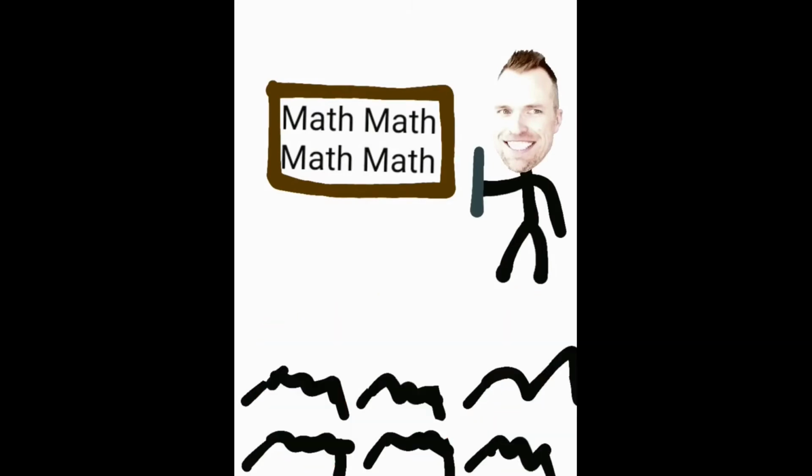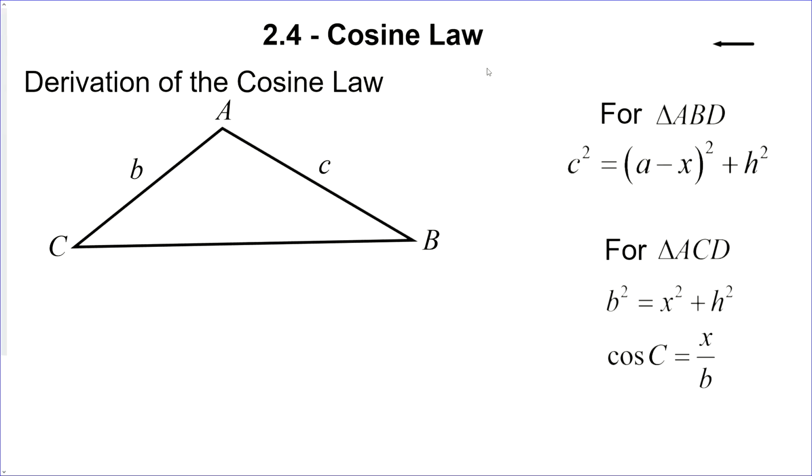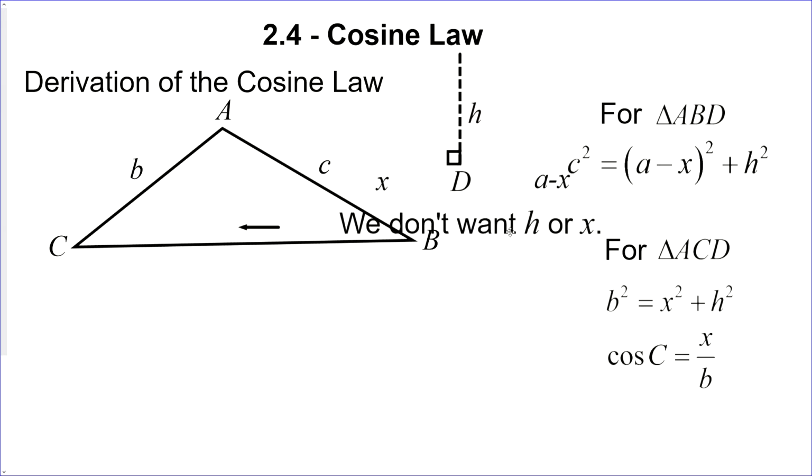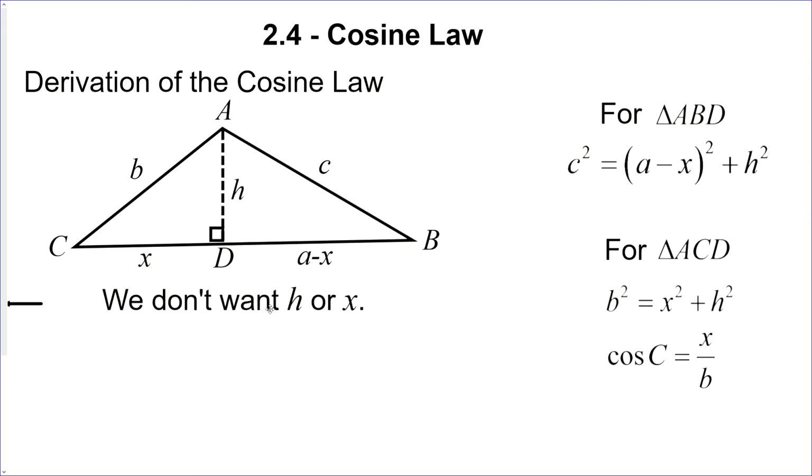Oh man, again? 2.4, the cosine law. We're going to derive the cosine law using this generic triangle right here. And there's no side lengths or angles on here, so this represents any triangle. First thing we're going to do is cut it perpendicular to the base.